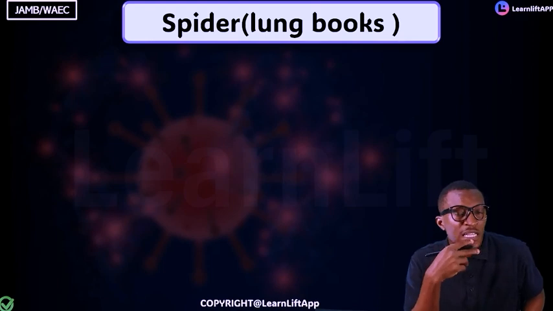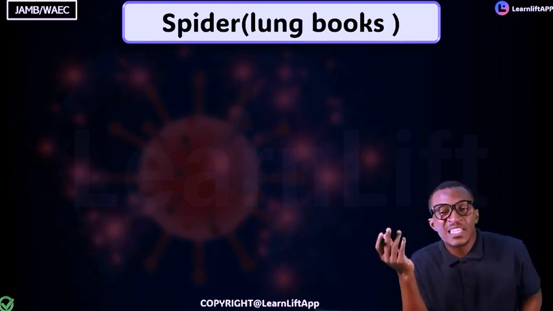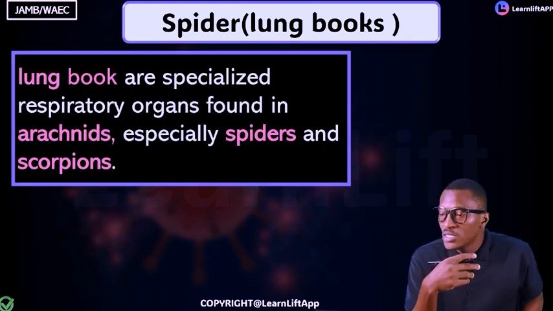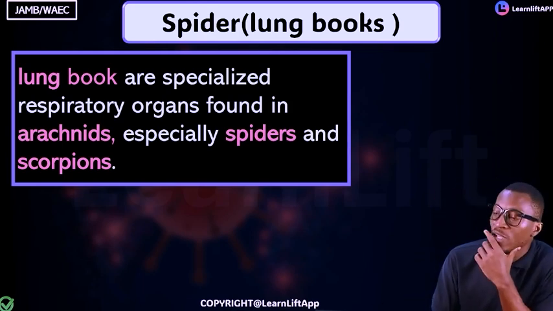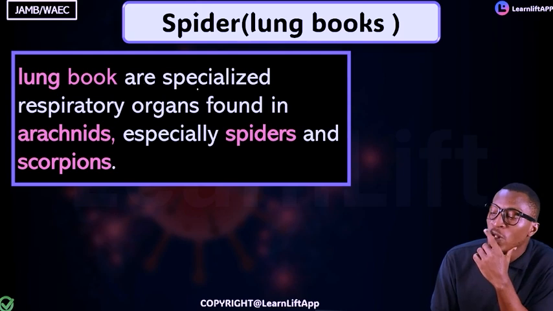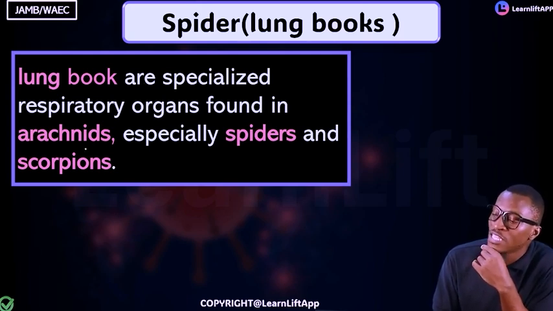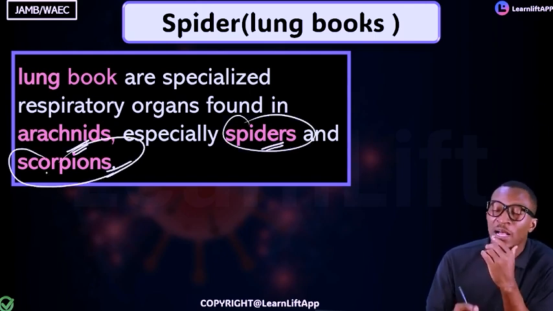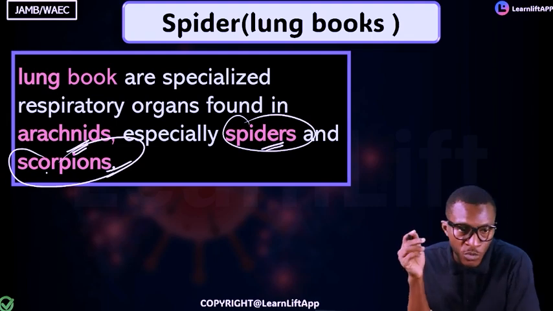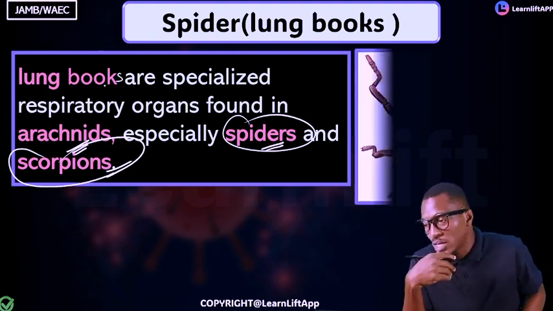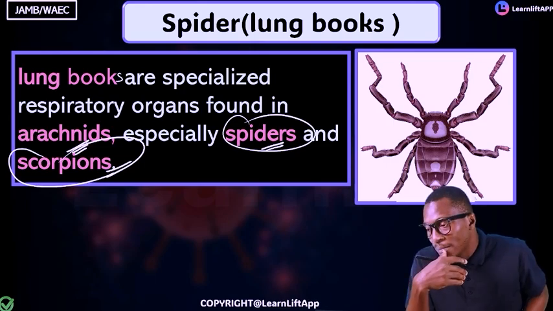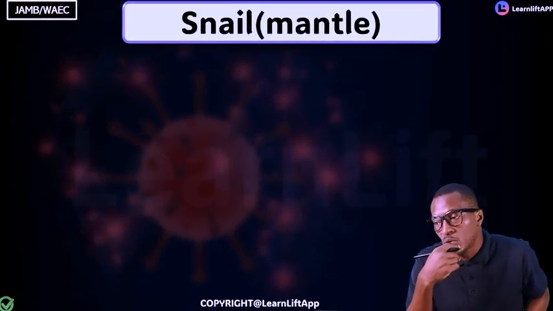Right? Do you understand? Let's now talk about your spider. Spiders respire by book lungs. Take note that they are of course arthropods too, but they respire by book lungs. Book lungs are specialized respiratory structures found in arachnids, especially spiders and scorpions. So spiders and scorpions respire by book lungs. So if they ask you about book lungs, look at it. This is your spider, they respire by book lungs. You see, constant past question.